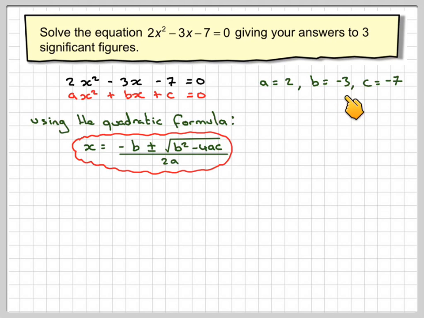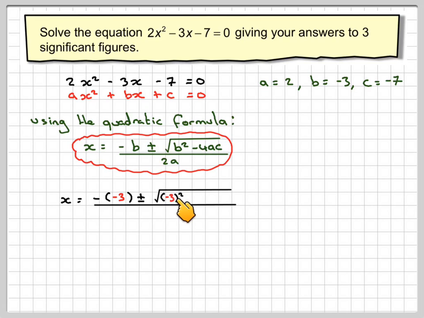Now you need to be careful because two of them are negative, and therefore you should substitute the numbers in using brackets. So let's do it carefully. x is equal to minus b, so it's minus brackets minus 3 because b is minus 3, plus or minus the square root of b squared, so it's minus 3 in brackets all squared.